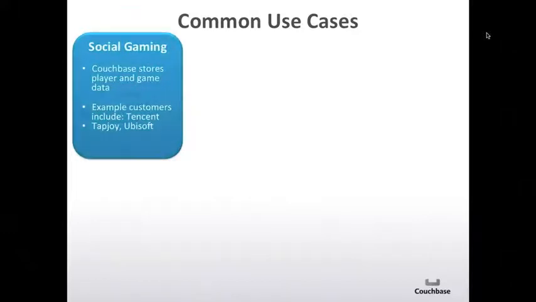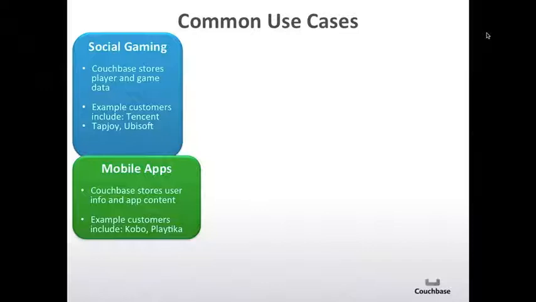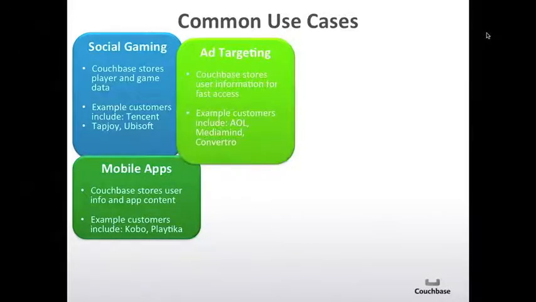So the next thing we'll talk about is what are the different kinds of apps that need this kind of database and the capabilities that we just saw. With over 200 production deployments worldwide, we have seen customers use Couchbase for a variety of different use cases. Here are some of them. The first is social gaming. Customers such as Tencent, Tapjoy, and Ubisoft use Couchbase to store player and game data. We have mobile customers like Kobo and Playtika, who are building mobile apps and using Couchbase to store mobile app information, content, and user info. We have ad targeting customers like AOL, Converto, and MediaMind, who are using Couchbase because it provides low latency, high throughput, fast access for user information, which is very important in an ad targeting case.